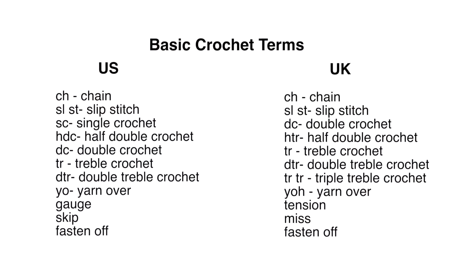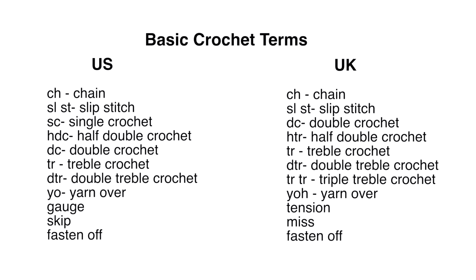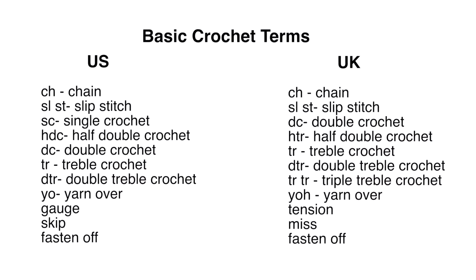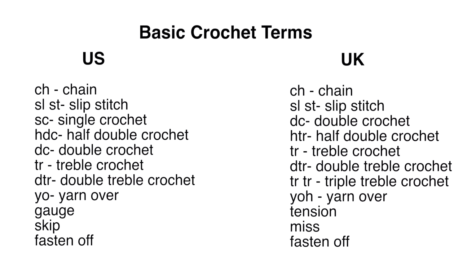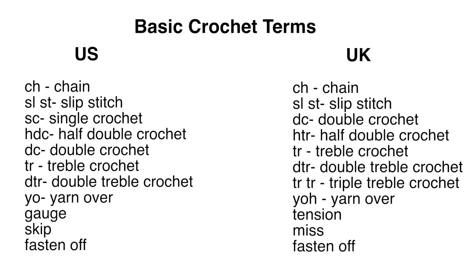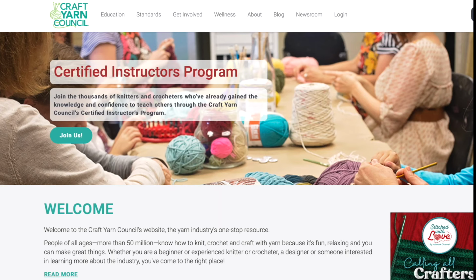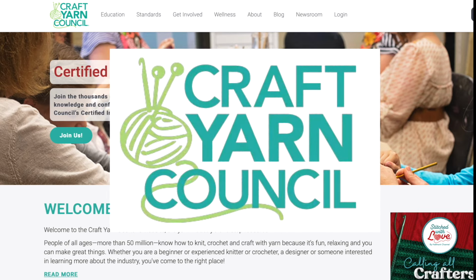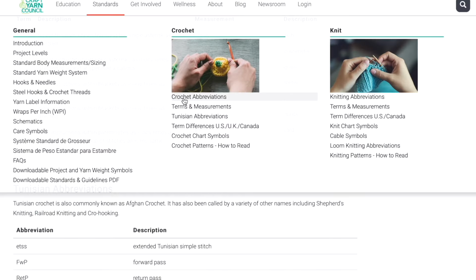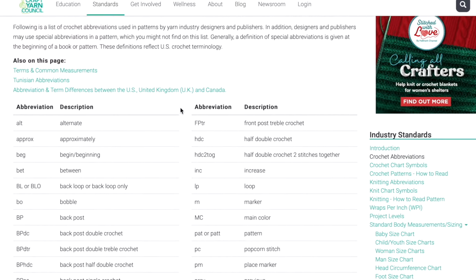So just like a recipe, you'll have abbreviations for different terms. It's a good idea to get familiar with abbreviated terms, but it's not necessary for you to go and memorize them. That will come with time and practice. You're probably already familiar with a lot of them already. Now, a good pattern will often provide a list of stitches that will be used with their abbreviations, but if you're ever in doubt, a great resource to bookmark is the Craft Yarn Council's website. Here you can find an extensive list of the most commonly used terms and stitches along with their abbreviations.